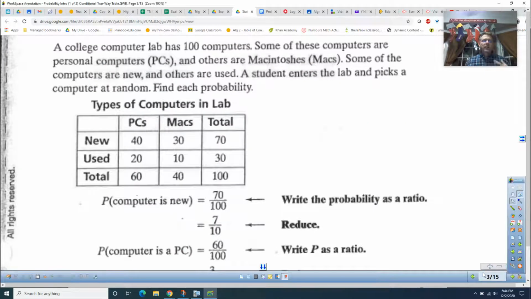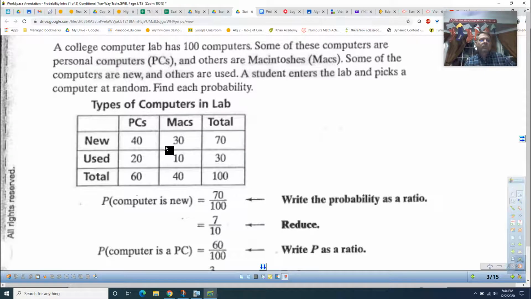All right, so we've got some examples here. Our first example is a college computer lab that has 100 computers. Some of these computers are personal computers, PCs. Obviously, this is pretty old because the terminology is funny. And others are Macintoshes, Macs. Some of the computers are new and others are used. A student enters the lab and picks a computer at random. Find the probability.